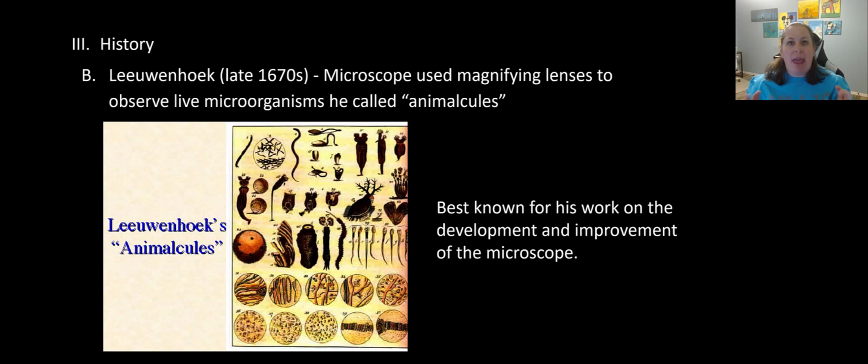So he called them animalcules, kind of like animal molecules, because they were small and able to move. In reality, he was looking at bacteria and protists. Now, he's best known for his work on the development and improvement of the microscope. Not only did he use pond water, he used rainwater, he looked at feces, and he also looked at scrapings off of turtles. He looked at a lot of different things to help improve and use the microscope.